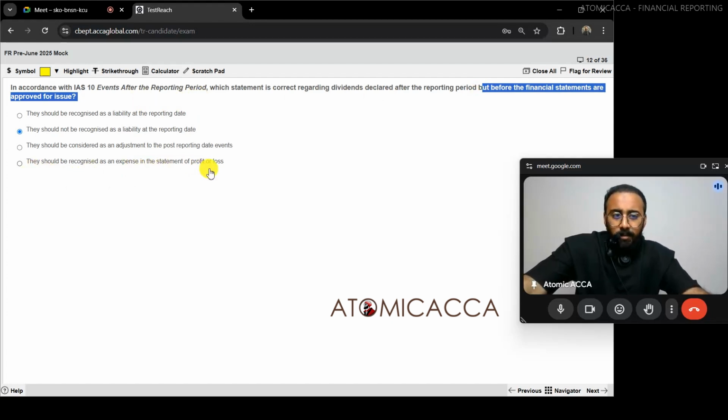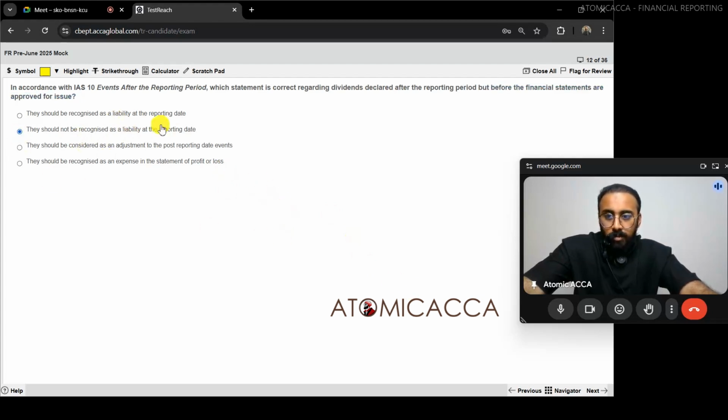But again, dividend payment is not an expense either. It's something that you have to reduce from your retained earnings. So anyways, that statement is completely a wrong one. So option B is our correct answer. It should not be a liability, it's a non-adjusting event. You just have to mention it in the disclosure note.